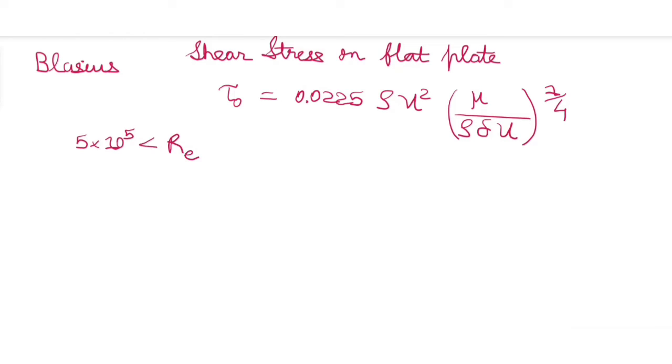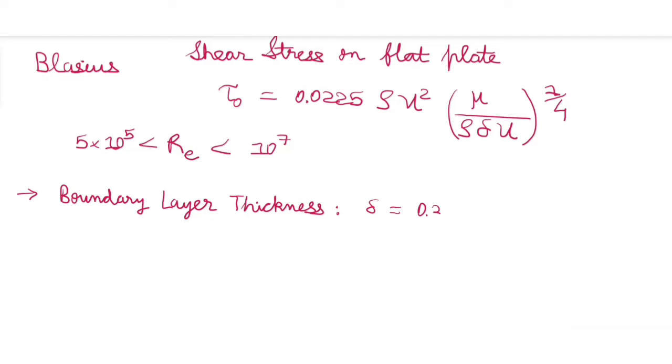And here this Reynolds number is ranging from 5 into 10 raised to 5 to 10 raised to 7. Then there are a few more equations that you need to remember for turbulent flow. The first one is for boundary layer thickness, which is 0.37x upon Rex raised to 1 by 5.